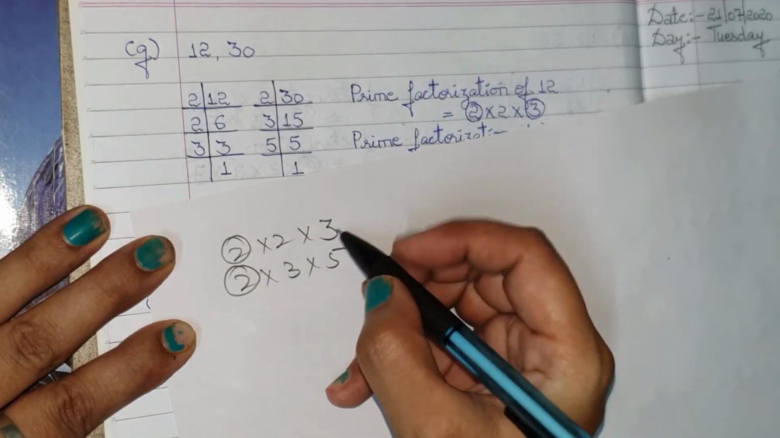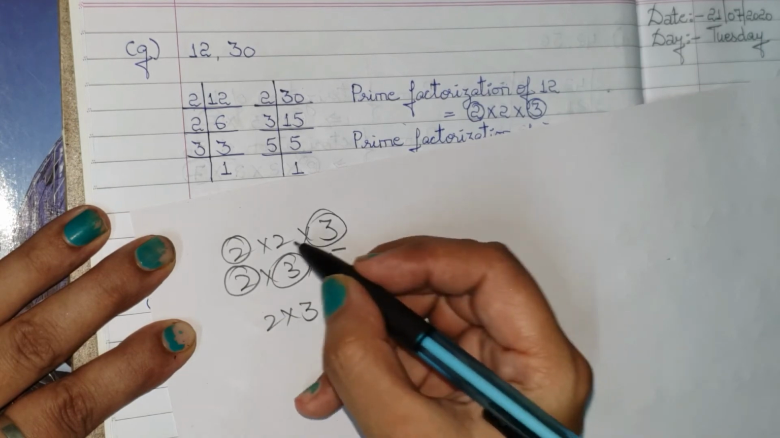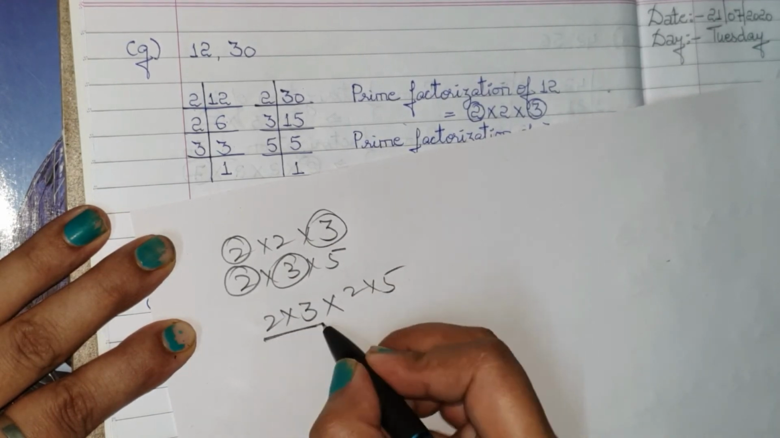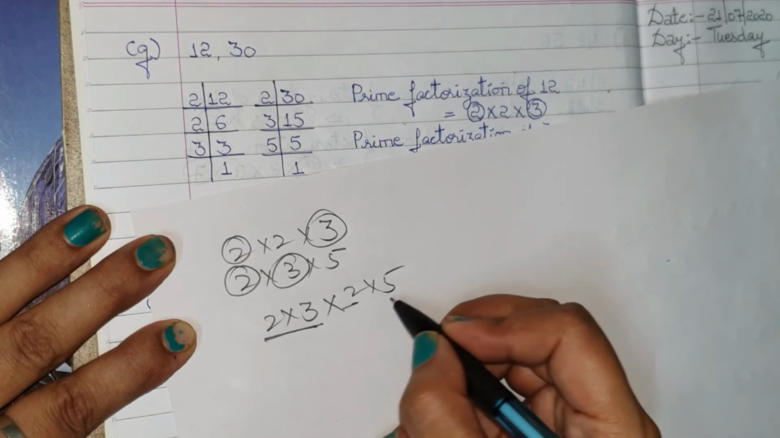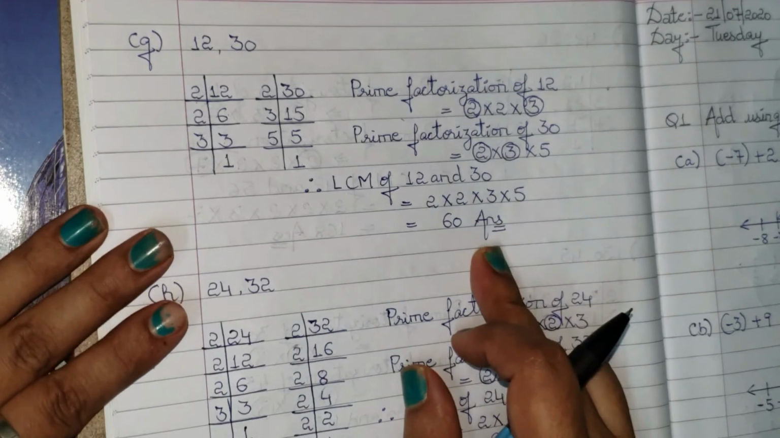So the common is 2 which is coming in both and 3 which is coming in both. So common is 2 into 3 and uncommon is 2 into 5. So multiply, 2 3s are 6, 6 2s are 12 and 12 5s are 60. So 60 will be the answer of G part.